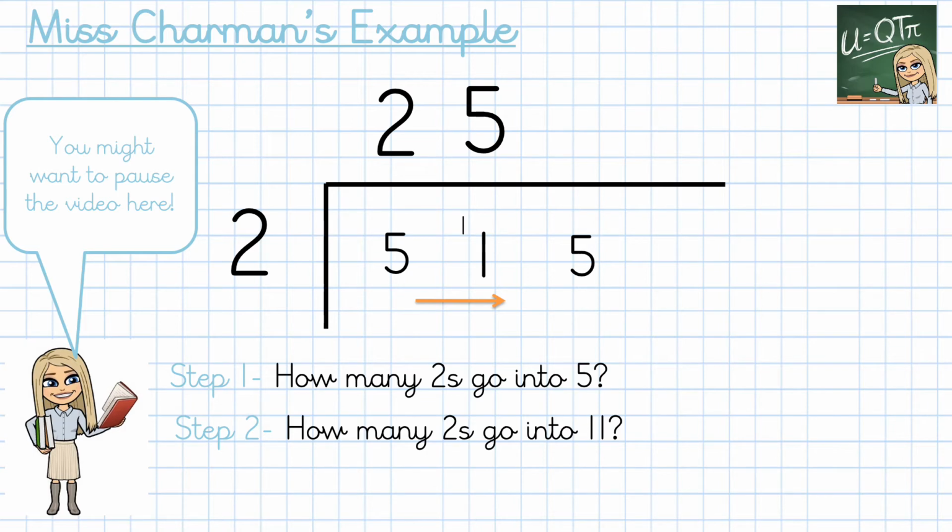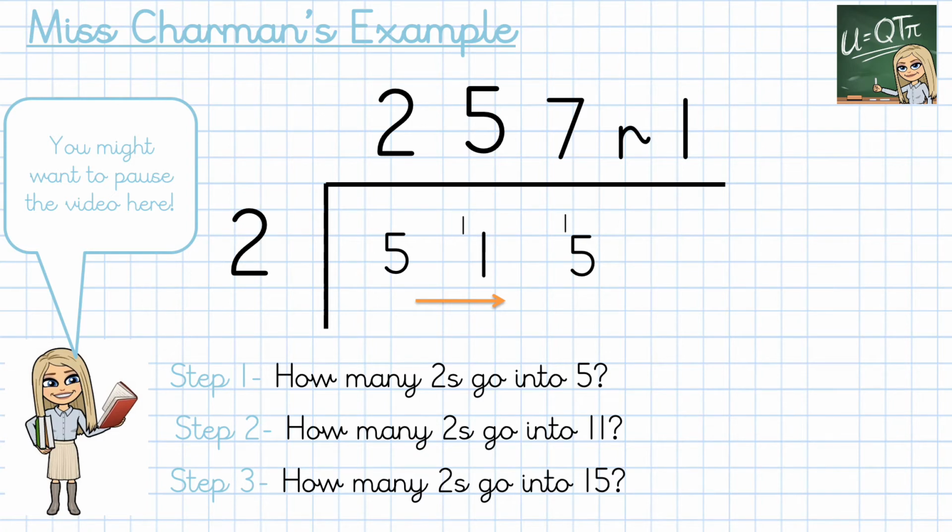But again, we've still got a remainder of 1, so I'm going to put that into the ones column, which means I've now got 15 in my ones column because the value of the 1 is obviously 10. Finally then, how many 2's go into 15? I know that 2 times by 7 is 14, which means that there's 7 2's which go into 15, and I've got a remainder of 1, which means that 515 divided by 2 is 257, remainder 1.